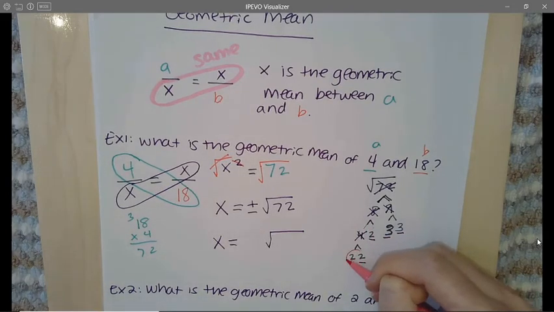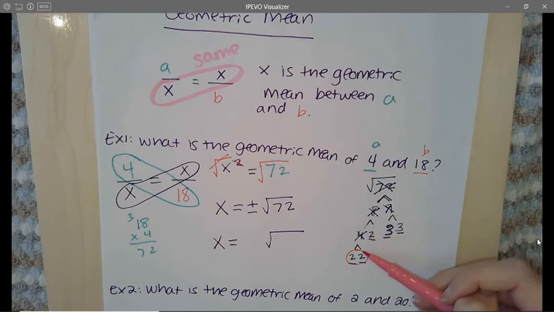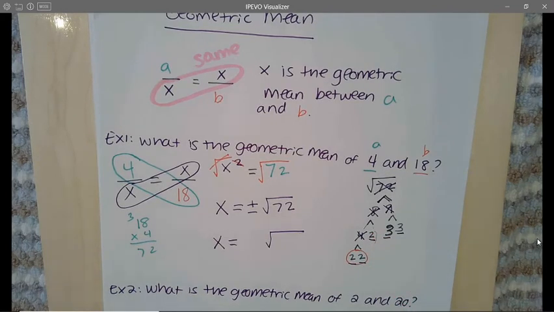I have a pair of 2s. I could have also circled these pair of 2s or this 2 and that 2. It doesn't matter which pair I circle, but I'm only allowed to circle 2 at a time. I also see a pair of 3s. So every time you circle a pair of numbers, only one of those will hop outside my square root.